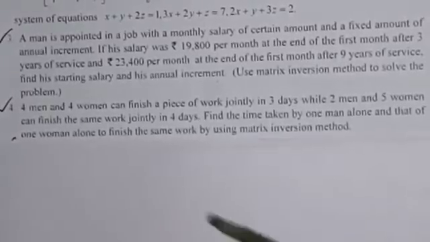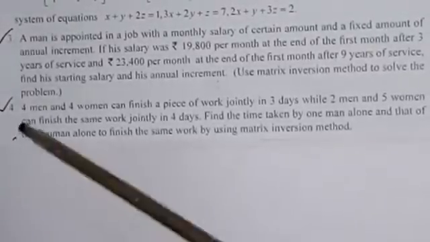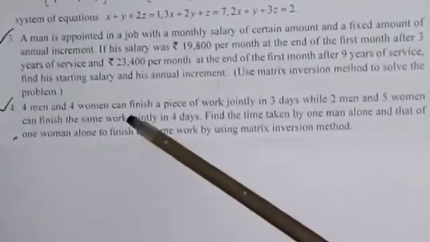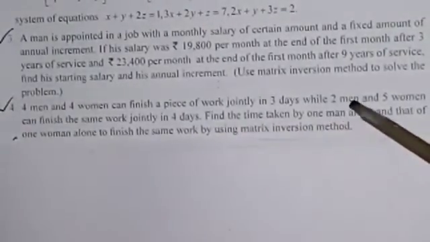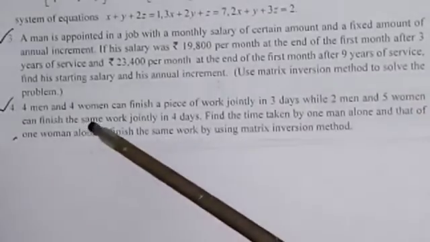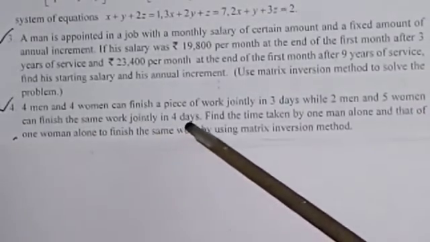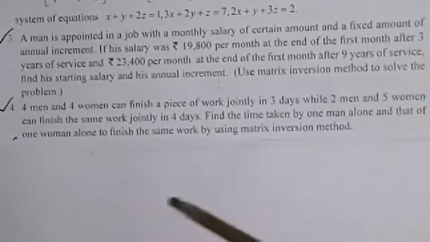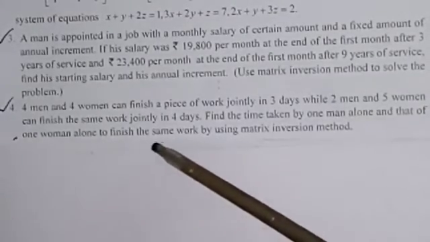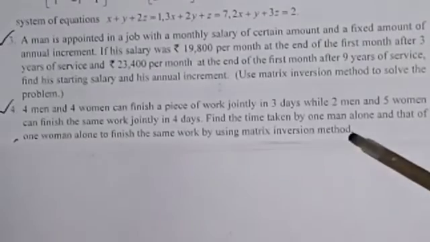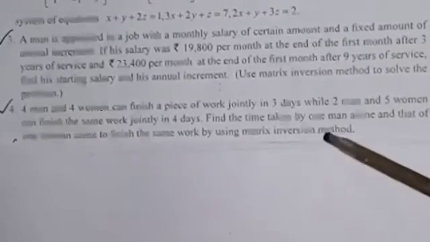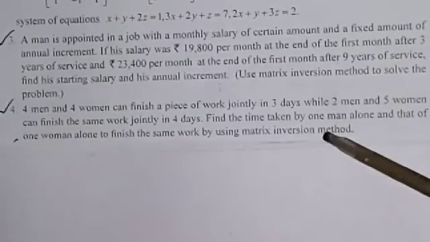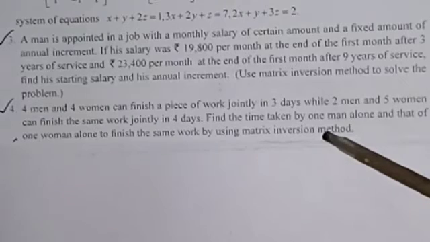Next, Exercise 1.3, fourth problem. 4 men and 4 women can finish a piece of work jointly in 3 days, while 2 men and 5 women can finish the same work jointly in 4 days. Find the time taken by one man alone and that of one woman alone to finish the same work using the matrix inversion method. So first form the linear equations and solve using the matrix inversion method.